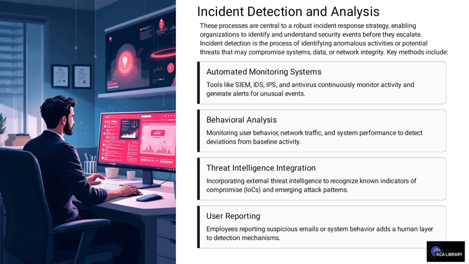Another method is behavioral analysis, which is monitoring users' behavior, network traffic, and system performance to detect deviation from baseline activities. Another is threat intelligence integration, which is the incorporation of external threat intelligence to recognize known indicators of compromise, IOCs, and emerging attack patterns. The last one is user reporting, which is employees reporting suspicious emails or system behaviors. This adds a human layer to the detection mechanism.